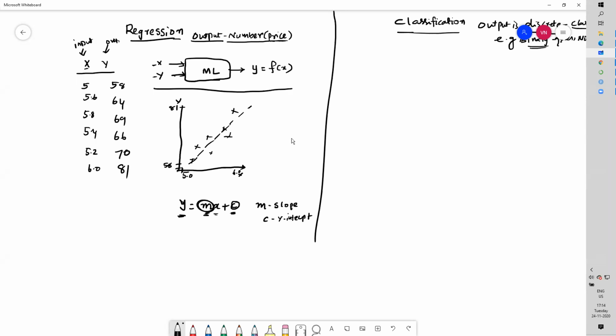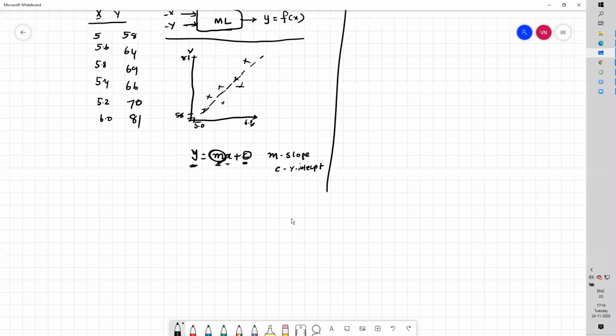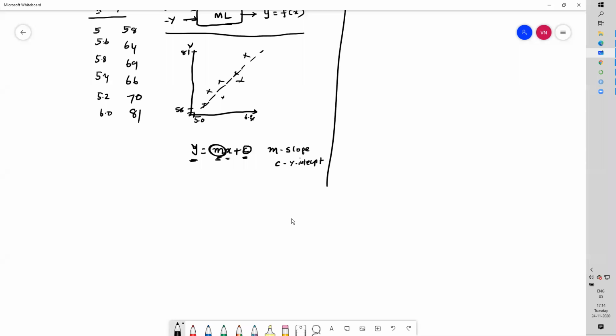Now, let's do this. What inputs do we have? I have 58 is equal to m, which is not known to me, so I will keep it as it is, into 5. So x is 5 for the first observation, plus c.